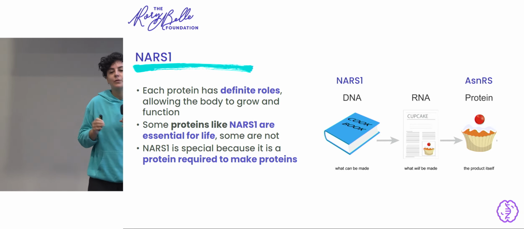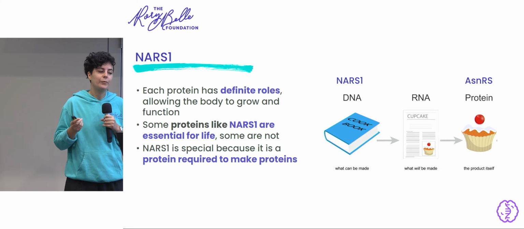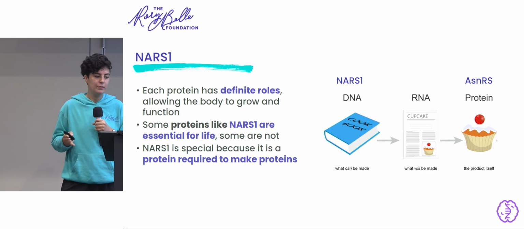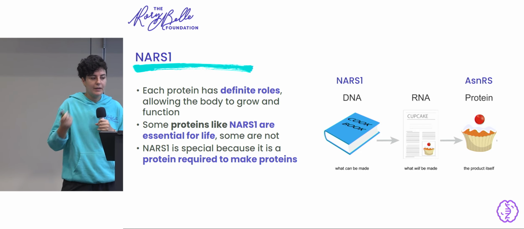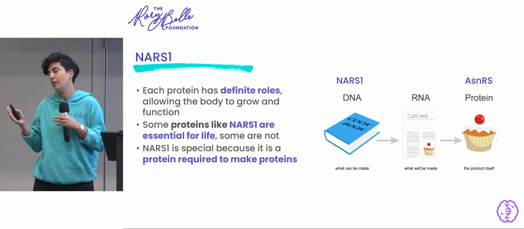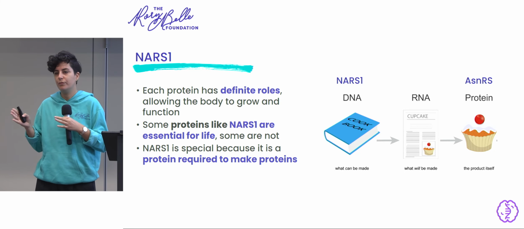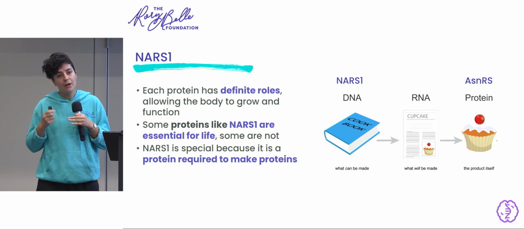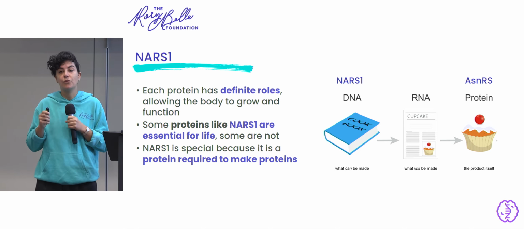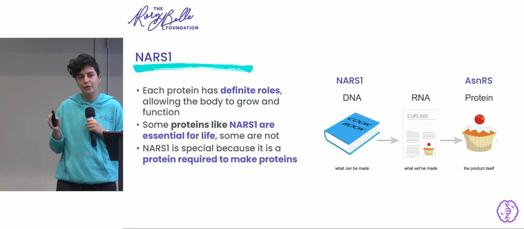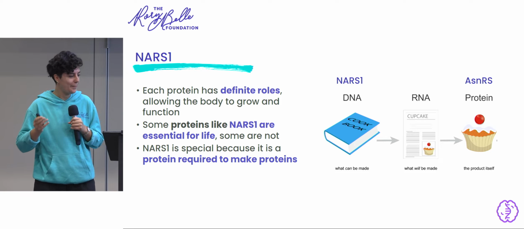Right. So each protein, including NARS1, has a definite role in the body, allowing the body to grow and to function. Some proteins are non-essential for life and are more used, for example, to differentiate a liver cell or brain cell that have different needs, whereas NARS1 is very crucial and very important for every single cell in the body. If there's no NARS1, there is no life possible.